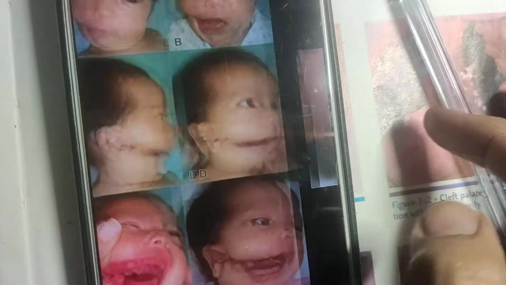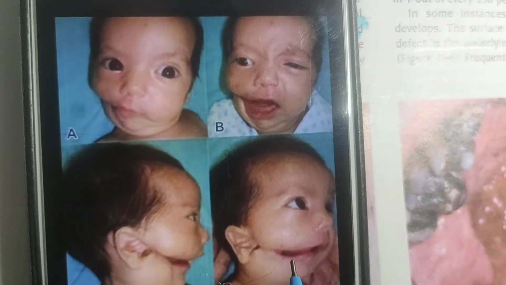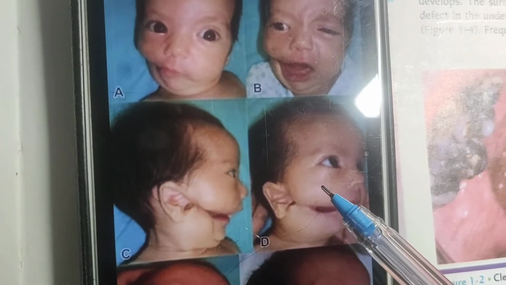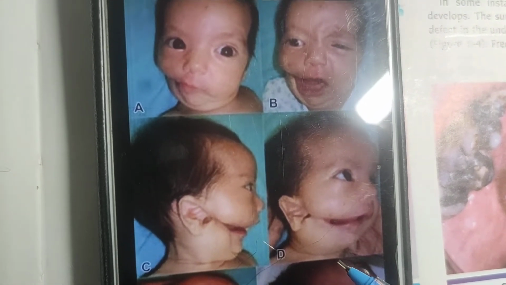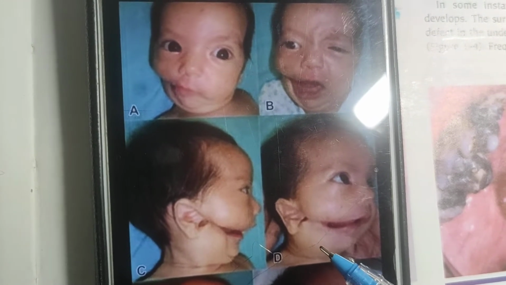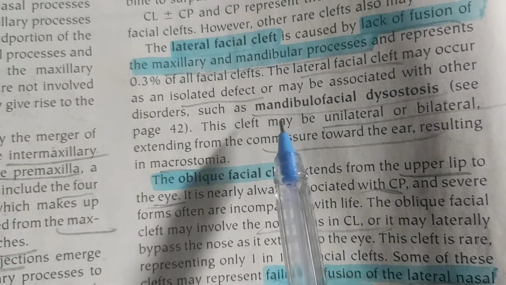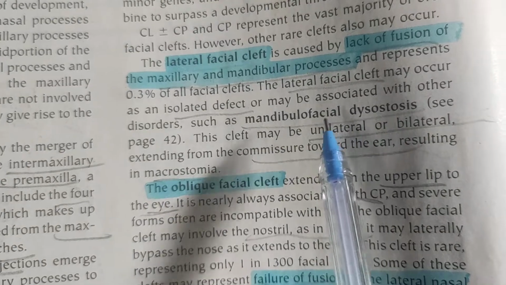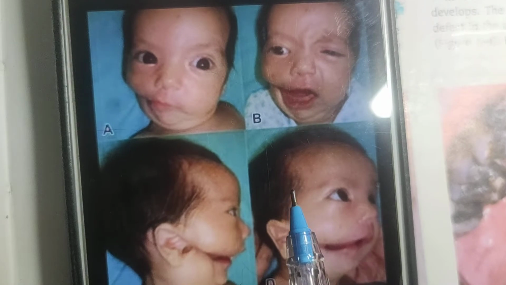See the picture, this is lateral facial cleft, and this occurs when there is a lack of fusion between the maxillary and the mandibular process. And one more thing, it is also associated with one disorder, that is mandibulofacial dysostosis. We are going to read about this later. So this is the picture of lateral facial cleft.